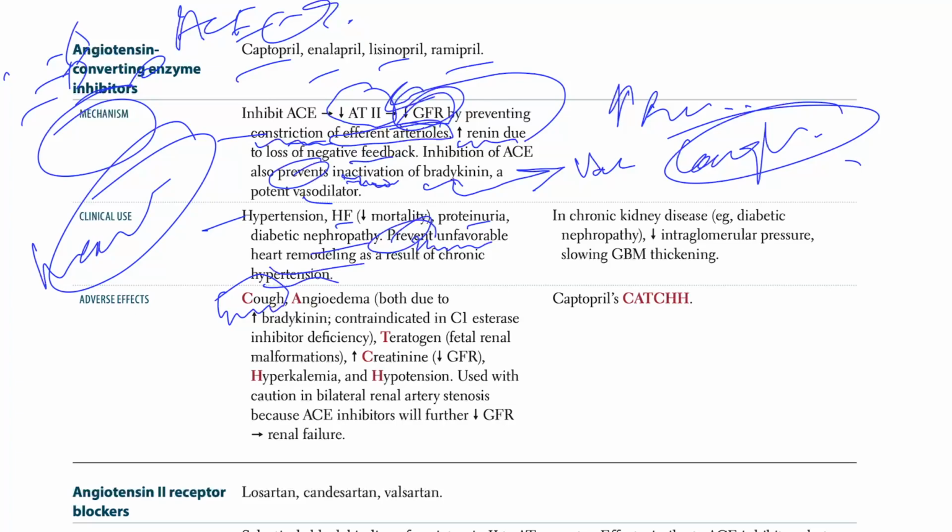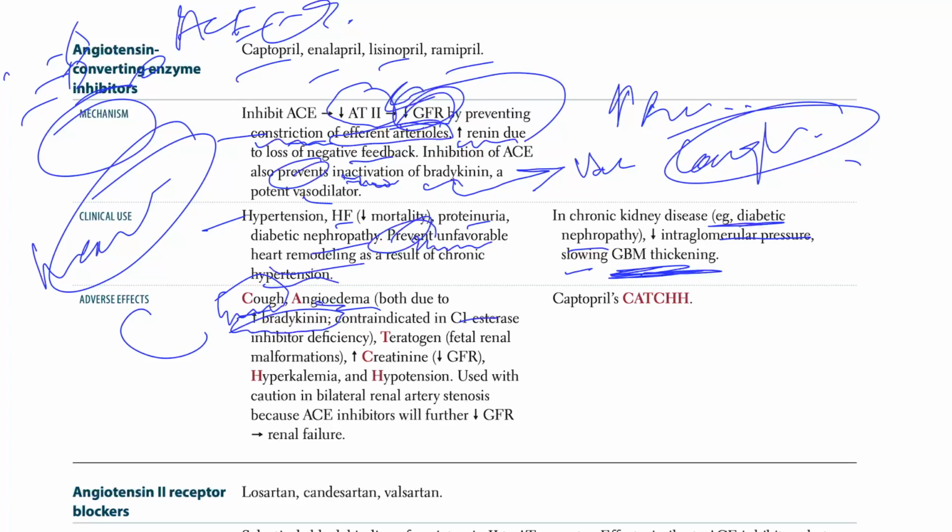In chronic kidney diseases, for example diabetic nephropathy, there is a decrease in intraglomerular pressure, slowing GBM thickening. That's the clinical use of it. Well, the adverse effects: we have the cough, we have the angioedema, both because of increase in bradykinin, which is contraindicated in C1 esterase inhibitor deficiency. So if you have a C1 esterase deficiency, these drugs are contraindicated.